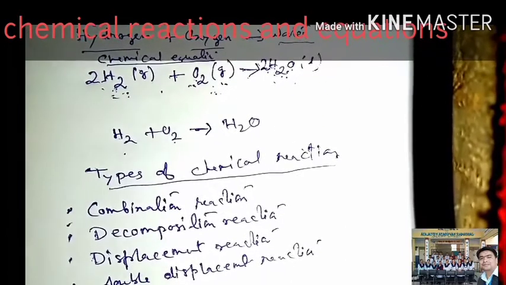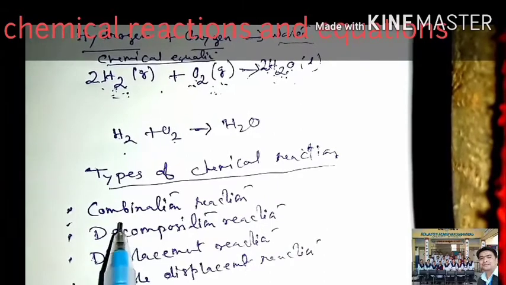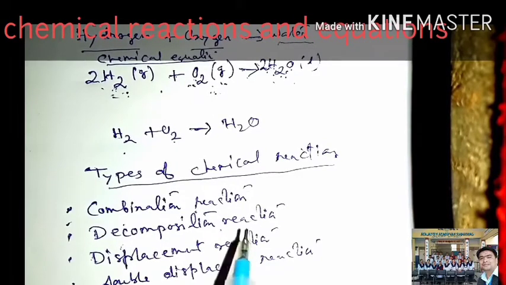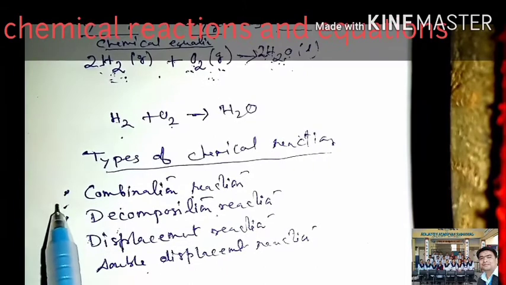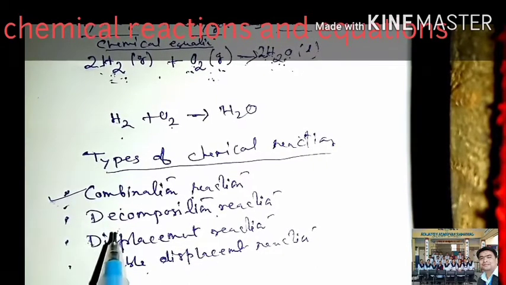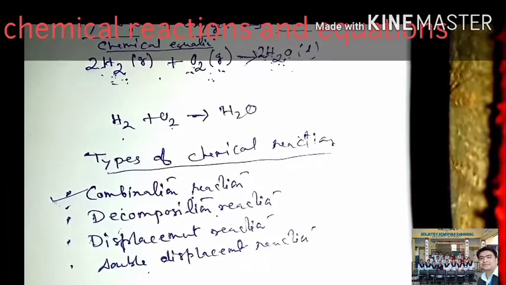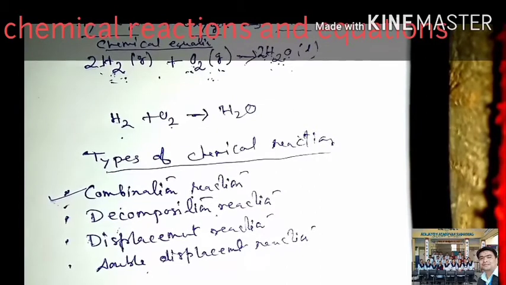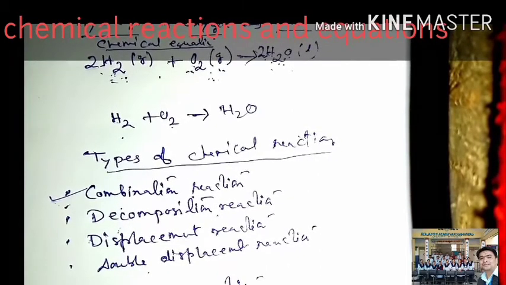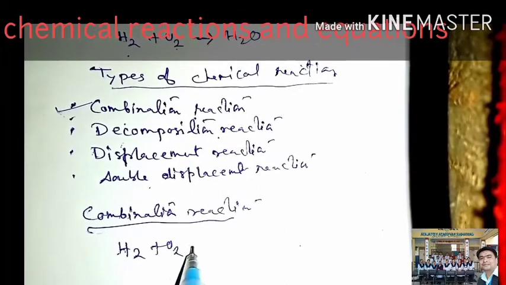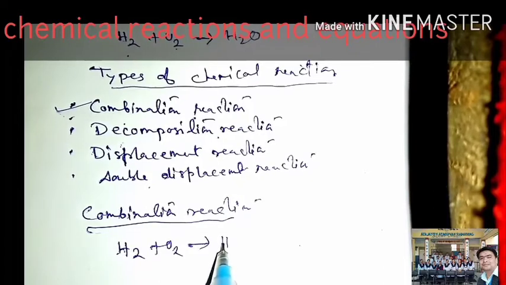Once again, I'm telling you the types of chemical reactions are combination reaction, decomposition reaction, displacement reaction, and double displacement reaction. Okay, fine. So let's start with the combination reaction. I'm simply giving you an example here. The example of a combination reaction is very simple. For example, hydrogen plus oxygen combines to give you H2O. This is an example of a combination reaction, student.